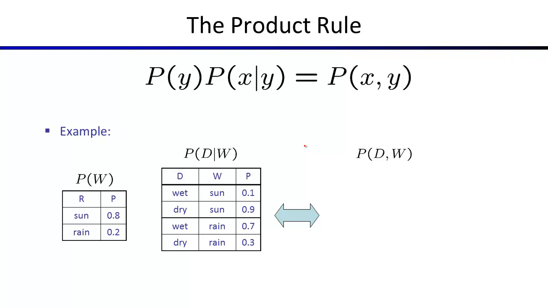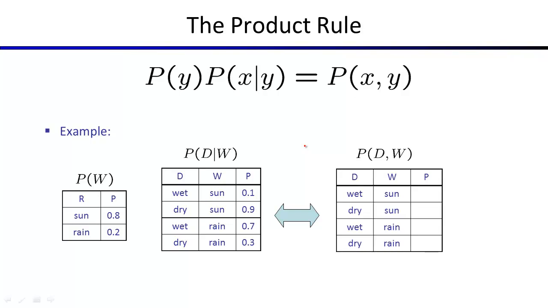Here's an example. You start with a marginal and a conditional. You can use that product rule, and you can then compute the entries in this joint distribution table, just using this equation over here. Let's do just one of them.